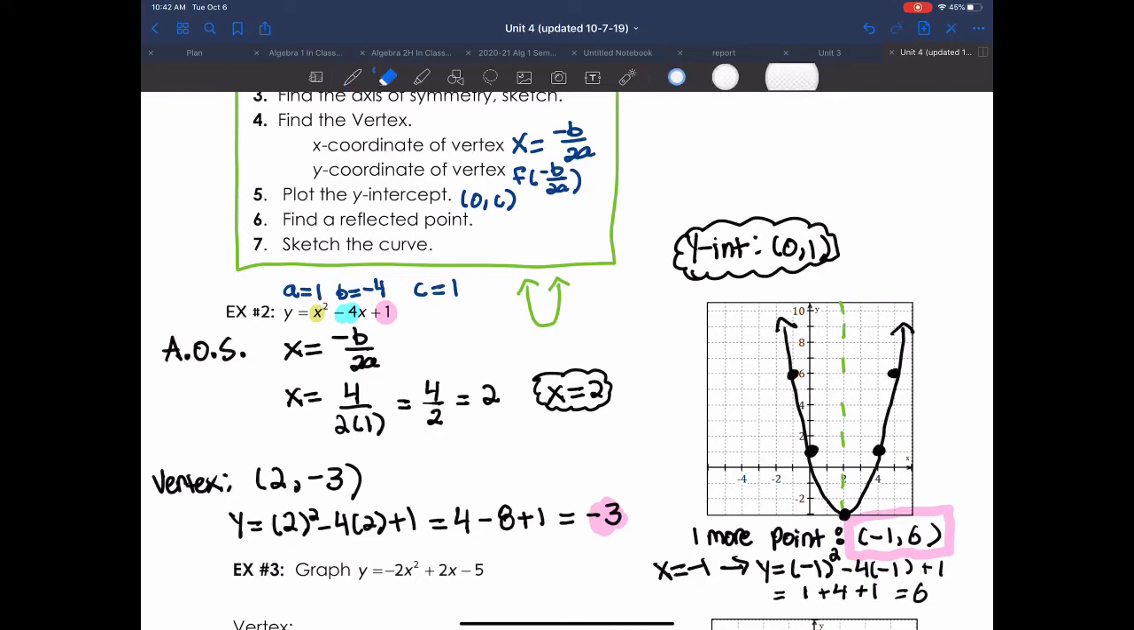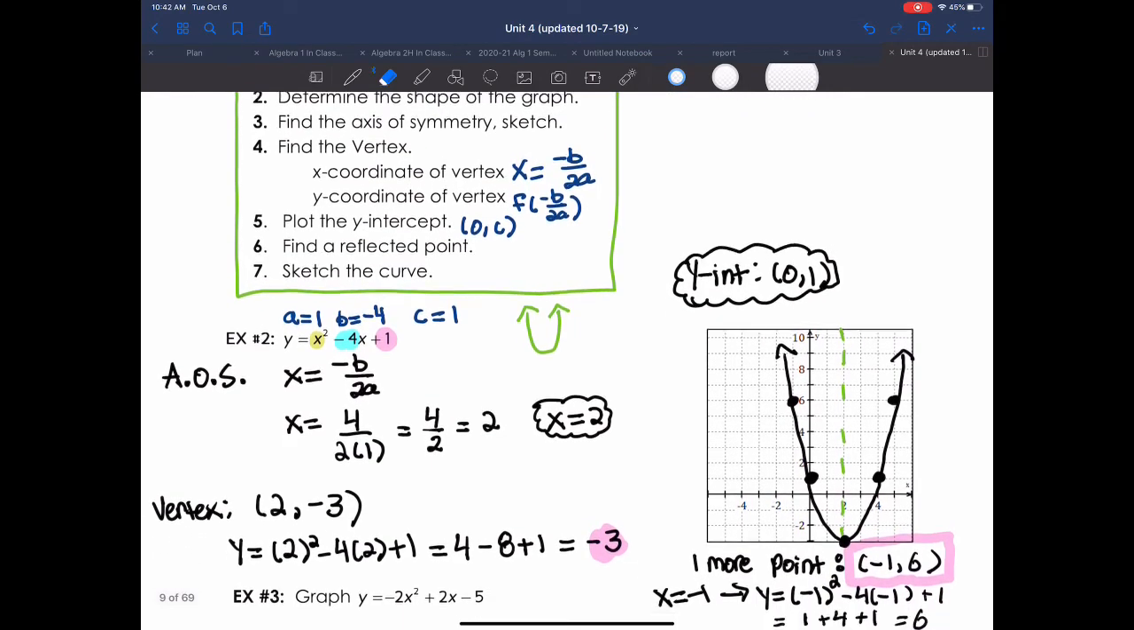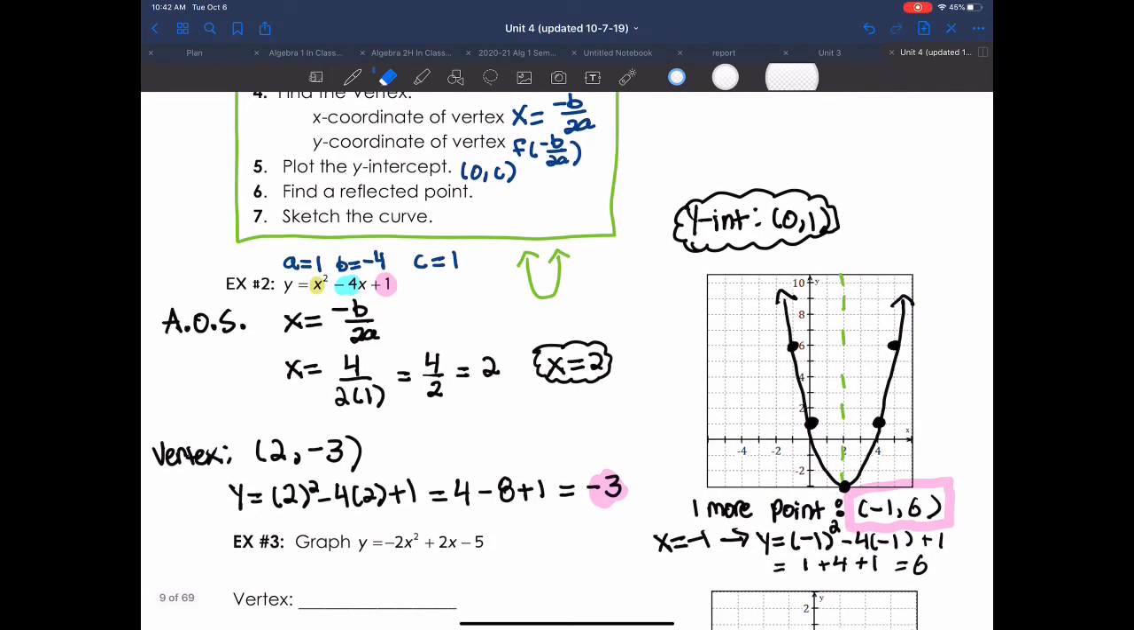So first things first, we are going to just figure out what our a, b, and c value is. Then we're going to determine the shape of the graph, find the axis of symmetry, then find the vertex. After you find the vertex, put your y-intercept down and reflect the point. And then just to make your graph even neater, I would like you to plot one additional point.